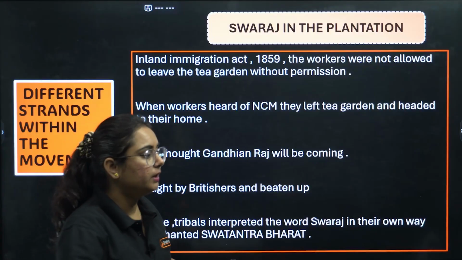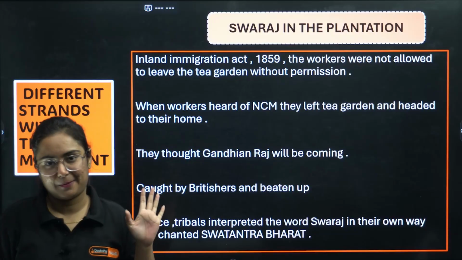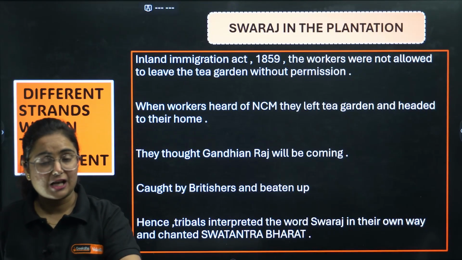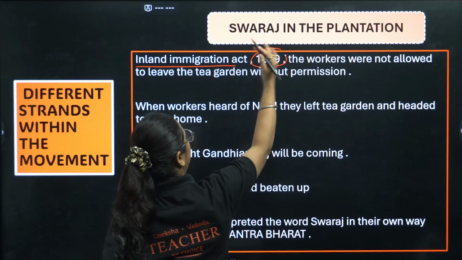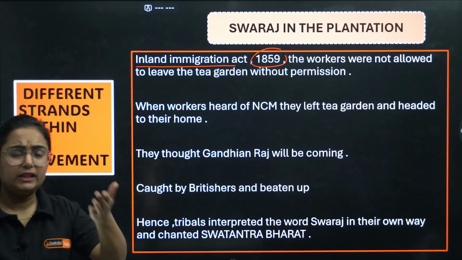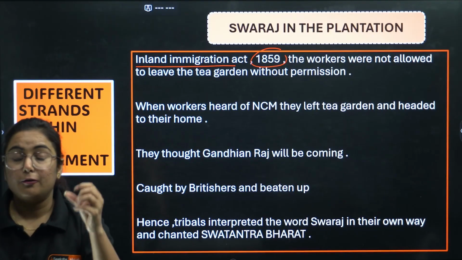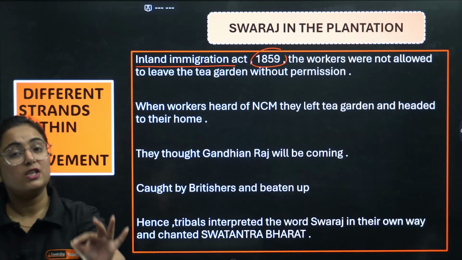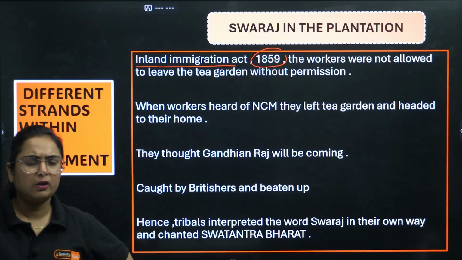Now what happened? Britishers were very much interested to grow commercial crops in India. Like they grew cotton, we know about silk, tea, coffee, cashew nut, etc. So they passed an Inland Immigration Act in the year 1859, in which they would hire workers to work in that commercial crop area, for example, tea gardens. These workers would not be allowed to leave the gardens of their own will. See, it is not freedom.